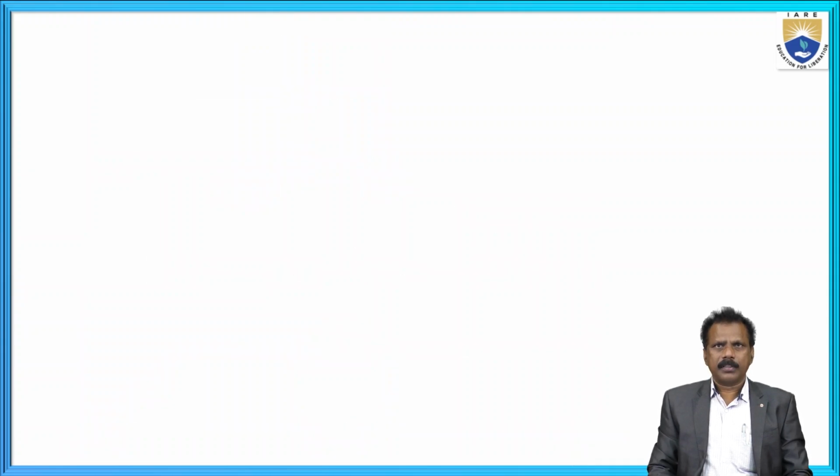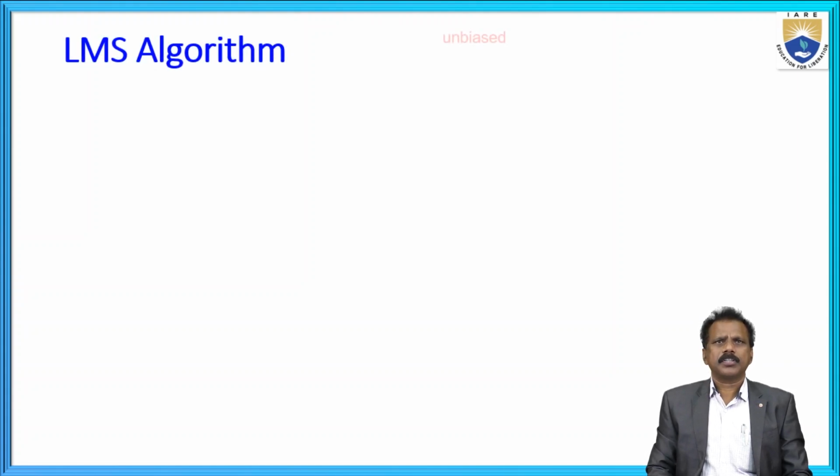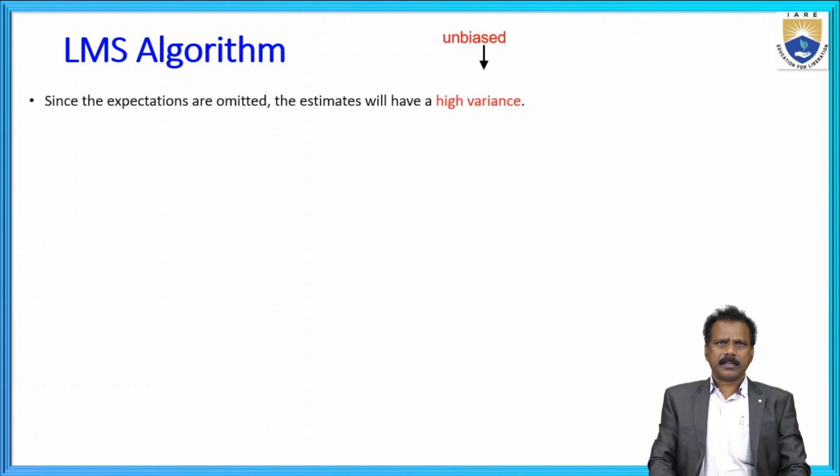Okay, so with this, the LMS algorithm will be analyzed. So the least mean square algorithm, you can try to verify whether it is biased or unbiased. Okay, so if it is unbiased, what parameters are verified? Since the expectations are updated, the estimates will have a high variance. By using all this mathematical background and with reference to the block diagrams 1 and 2, the expectations are updated, so the estimates will have a high variance.